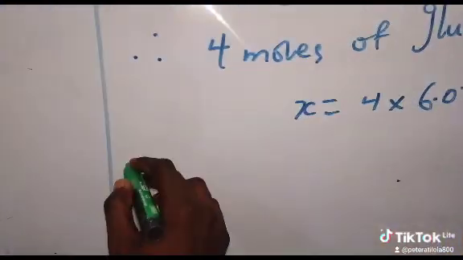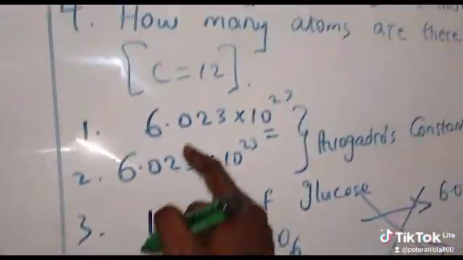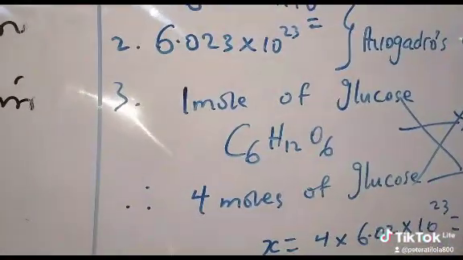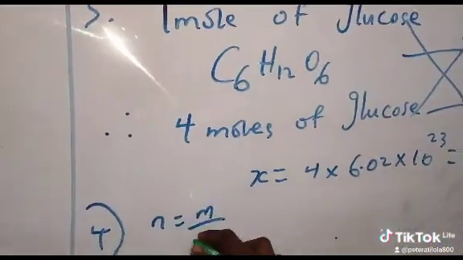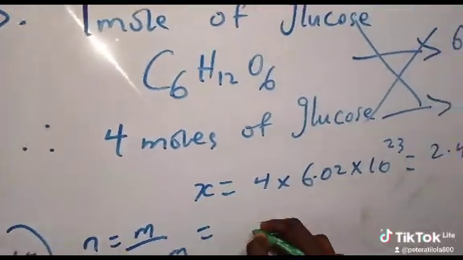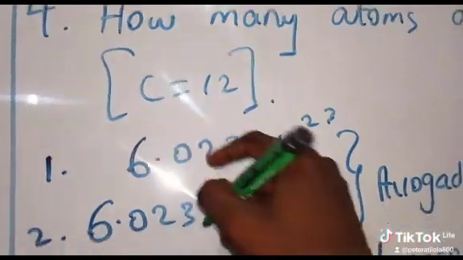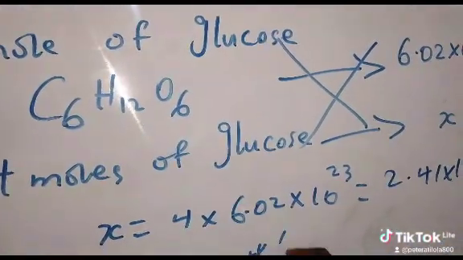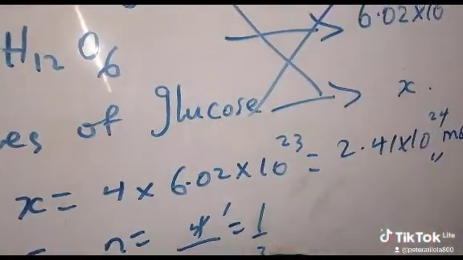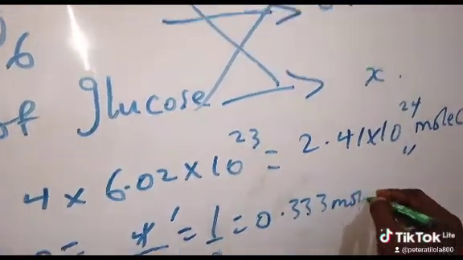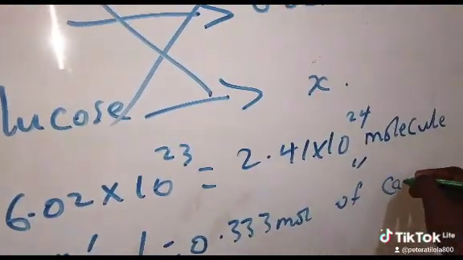Now let's solve the fourth one. Number 4. How many atoms are there in 4 grams of carbon? Remember that number of moles is equal to mass over molar mass. So number of moles is equal to mass 4 over molar mass of carbon. They give you 12, you should know, 12. 4 over 12 is 1 over 3, which is 0.333 mole of carbon.